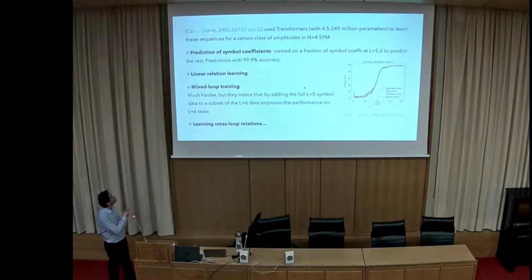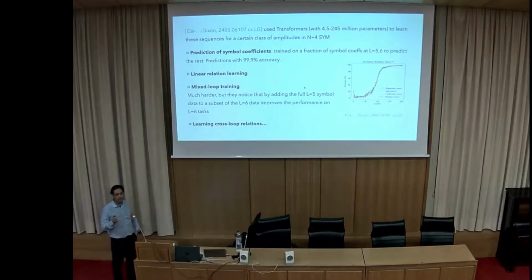So in this paper, it involves Lance Dixon, involves people from Meta, etc. Notice, in computer science, not in peptides. Okay? They use transformers with a few million parameters to learn the sequences for a certain class of amplitudes in N=4 super-Yang-Mills theory. And they made predictions of symbol coefficients where you train on part of the L equals 4 data. Seems to be an easy task. So it reproduces all the rest with very high accuracy, like 99.9%.